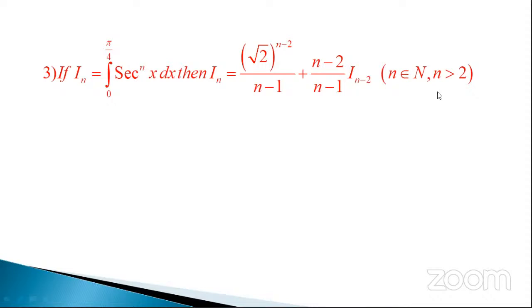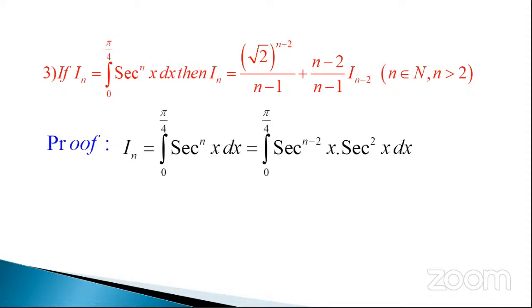How to solve it? Same procedure. In indefinite integrals also, we can solve like this. Integral over 0 to pi by 4 of sec to the power of n x dx is equal to integral over 0 to pi by 4 of sec to the power of n minus 2 x into sec square x dx.